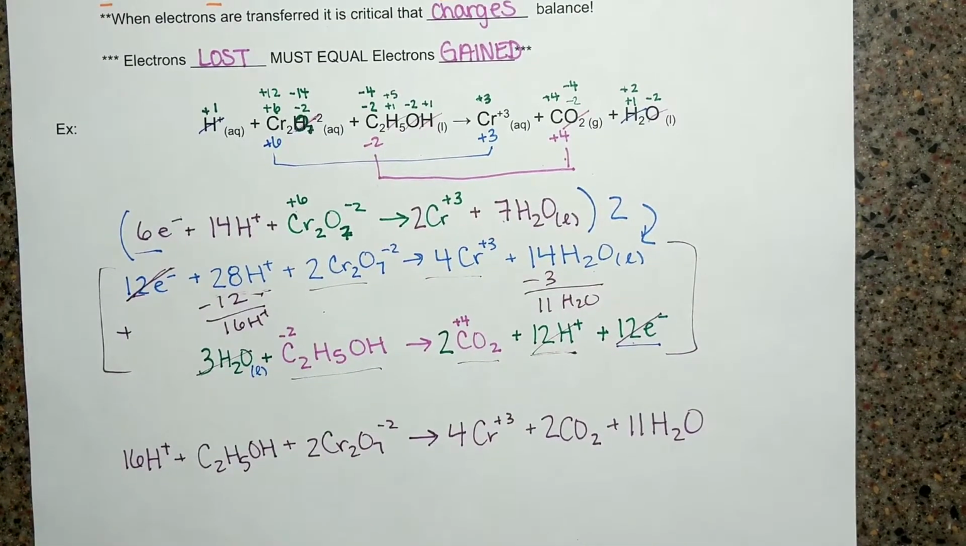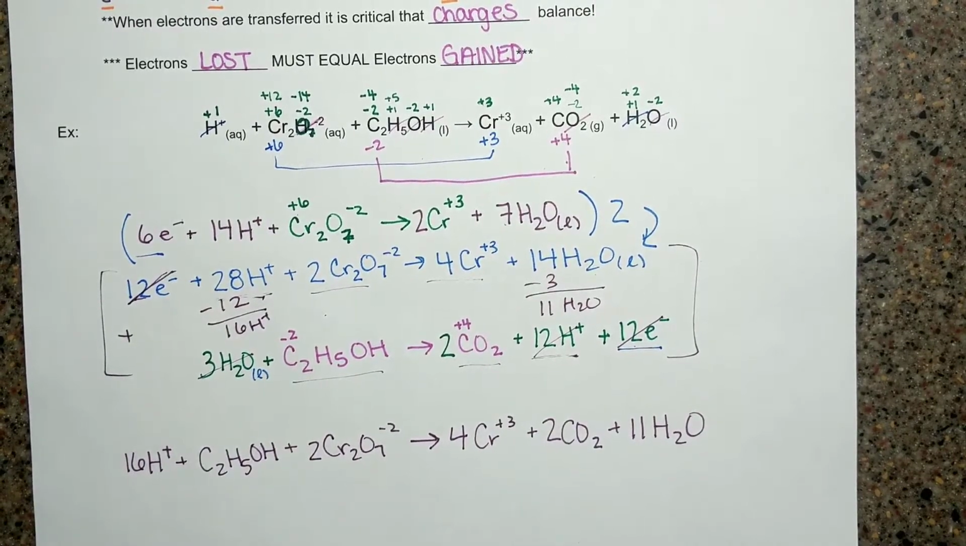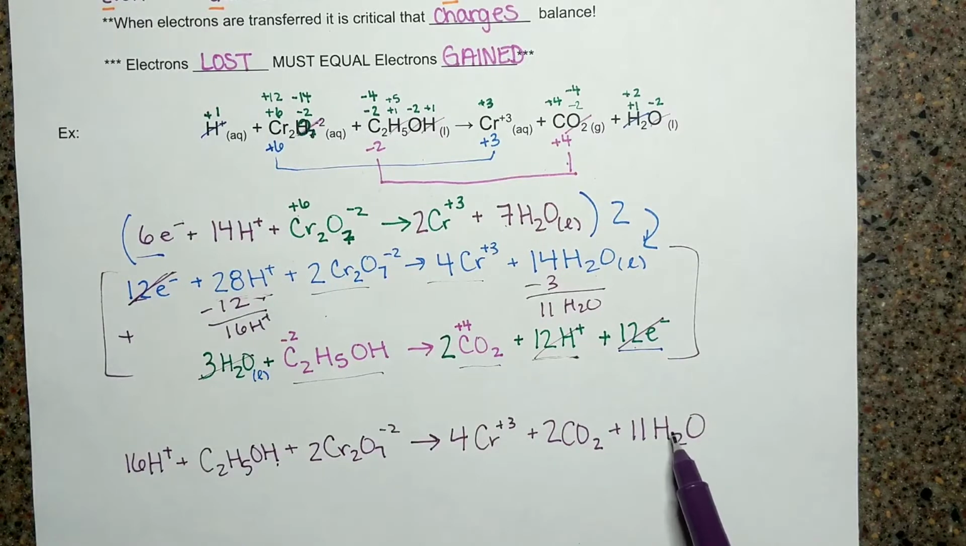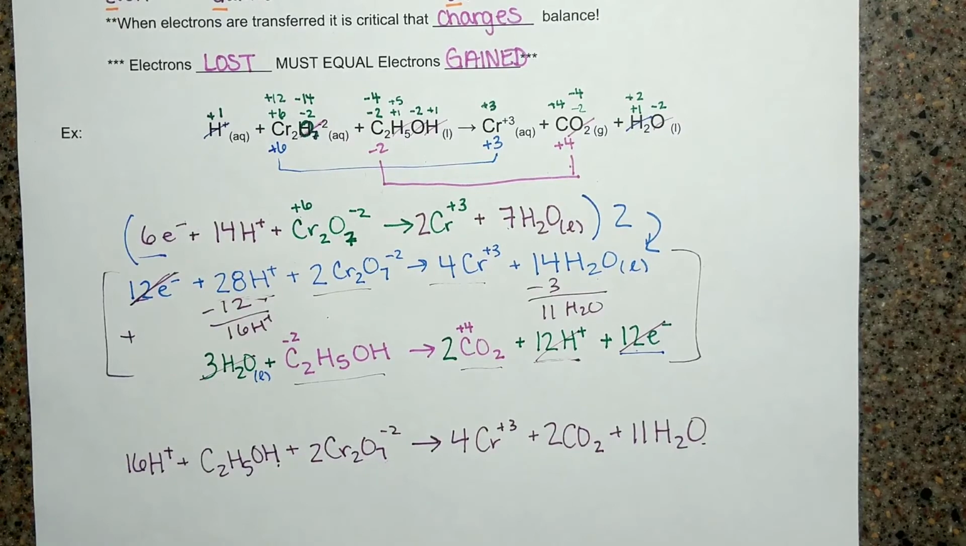Then I can check my reactions to make sure everything's balanced. I have 16 plus 5 is 21, plus 1 more is 22 hydrogens, and 22 hydrogens here. 2 carbons here, 2 carbons here. 1 oxygen plus 14 gives me 15 oxygens. Here I have 4 plus 11 gives me 15 oxygens here. 4 chromiums and 4 chromiums. So my reaction is balanced.